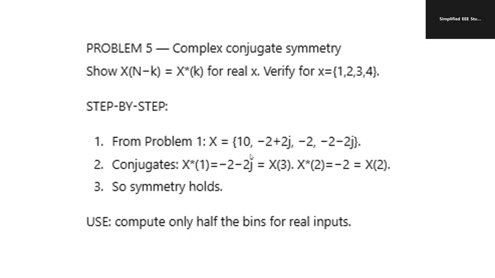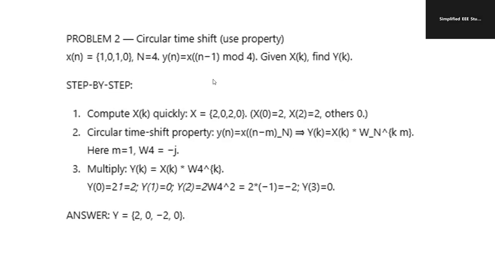Compute the conjugate. You know how to compute the conjugate: the conjugate of a plus jb is nothing but a minus jb. Same thing we apply. Then use the property of symmetry. You have to compute only the half bins for real inputs. So kindly verify how you performed in the class. You can verify these kinds of problems.